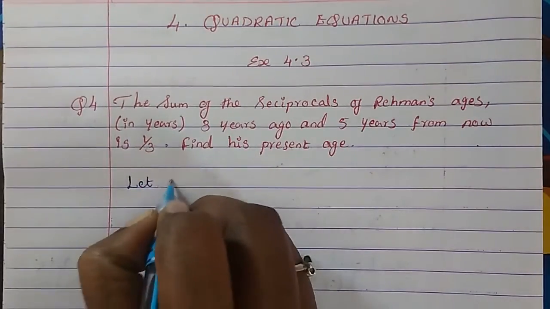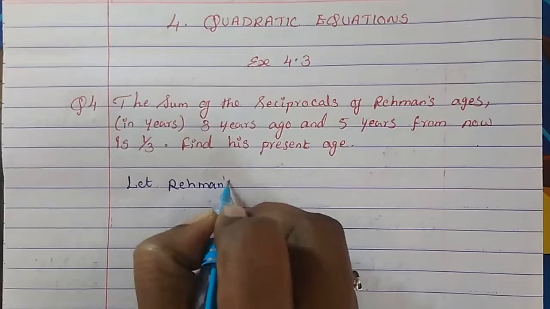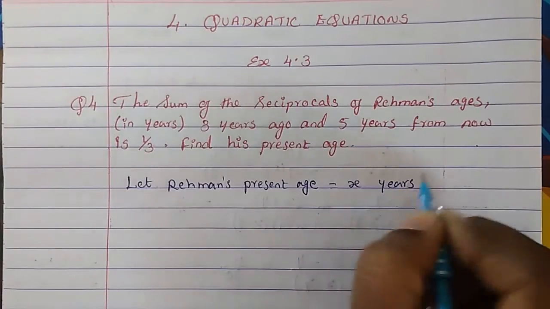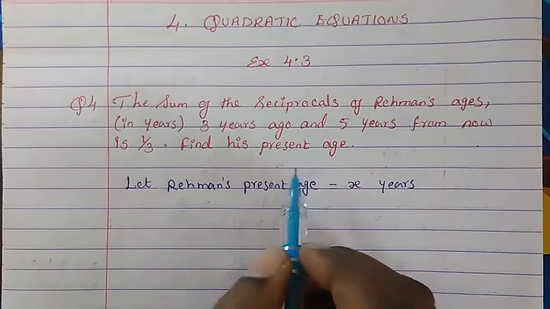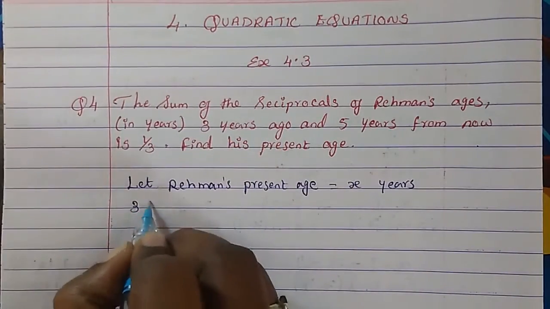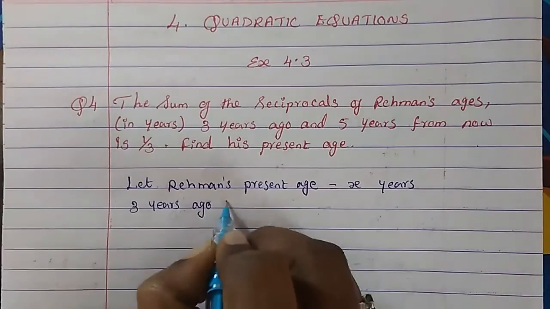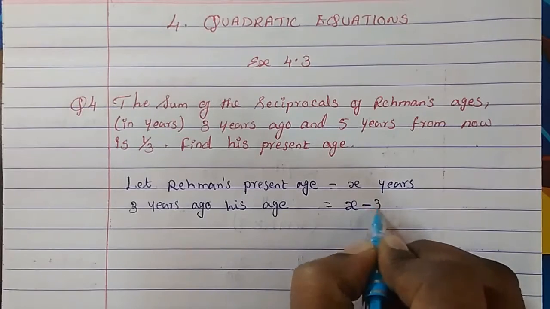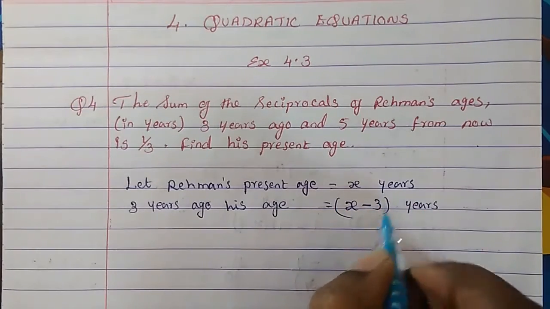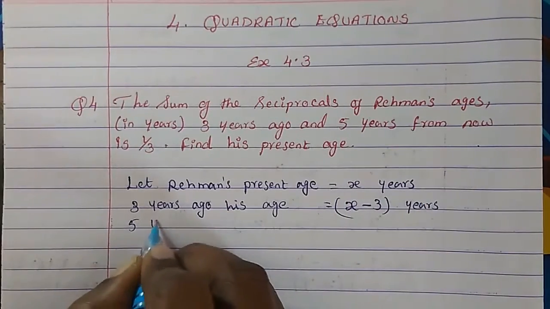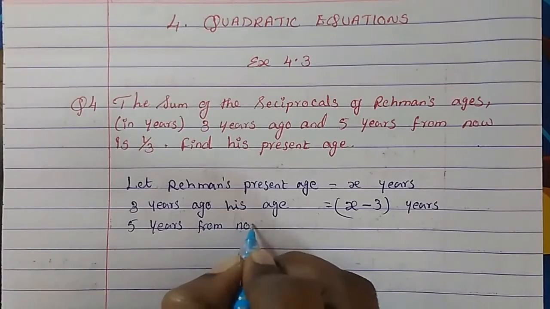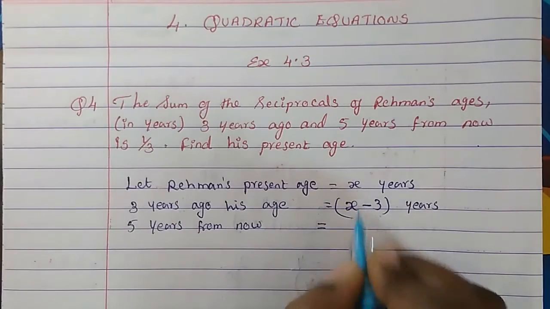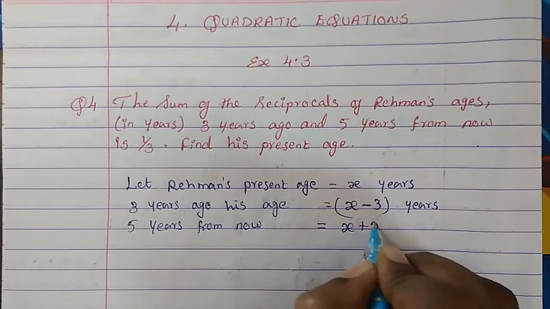Okay. Let Rahman's present age be x years. We'll keep it as x because this is the value we have to find out. Now, 3 years ago means the past, so from the present we subtract 3. This will be his age 3 years ago. Then 5 years from now means, x being the present age, we have to add 5.